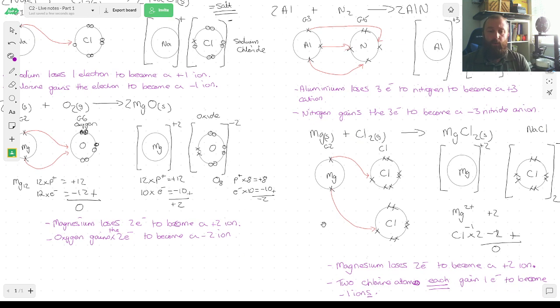But practice doing these. Take any group 1, 2 or 3 metal with any group 5, 6 or 7 non-metal. What's the formula of the salt going to be? What are the formulas of the ions? And then have a go at writing it in words as well. You need to be able to do these diagrams and these words for any of those.